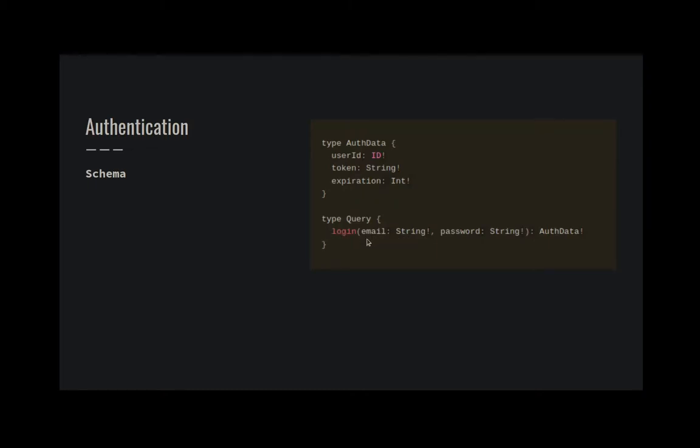We have here login. Now this is our root object for our queries. And we have a query here called login. It accepts two parameters. We have email and password. Again, these are required parameters. So every time the client calls the login query, it should always have an email and a password. And then it will return auth data or object here. And again, it is required.